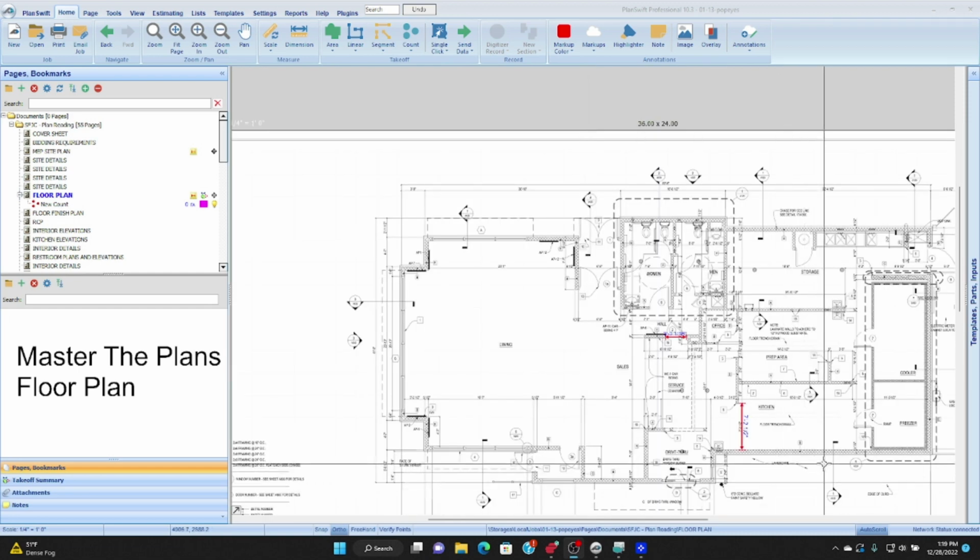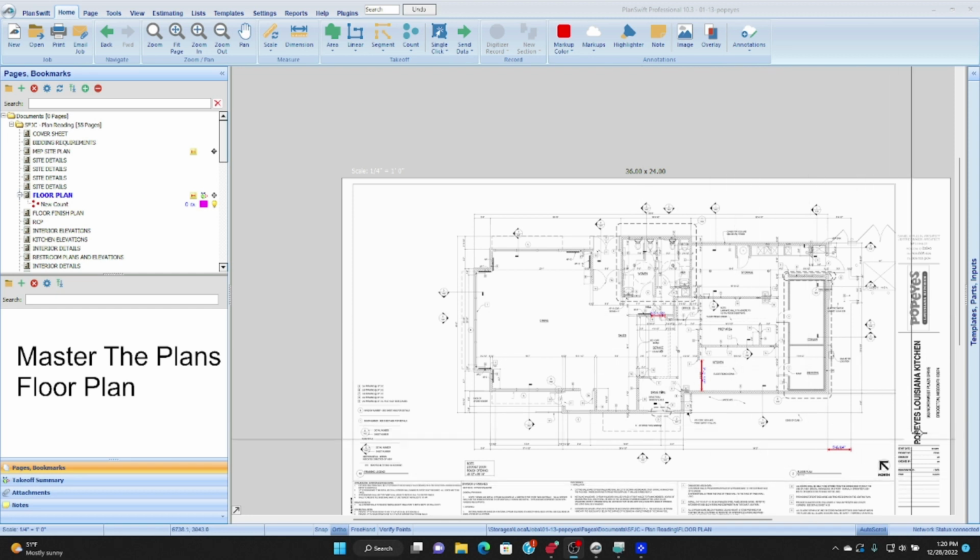Okay, so this is Master the Plans. This is floor plan. This is only one part of floor plan. We also have to go to section view related to the floor plan, and also to detail view related to the floor plan. Okay, so remember, this is just section 1 of Master the Plans, floor plan. We'll see you on the other side.